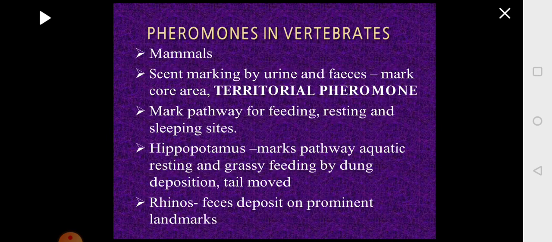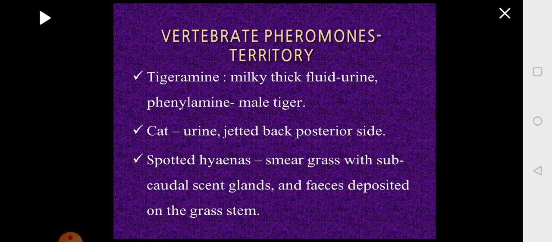In rhinoceros, the feces is deposited on prominent landmarks, like a small stone or a small hill-like structure. It will deposit dung on that, so that from a distance it can locate the dung and come back to its resting place.